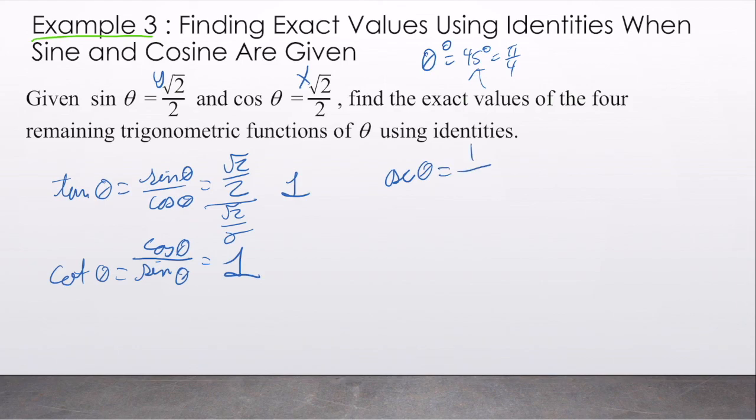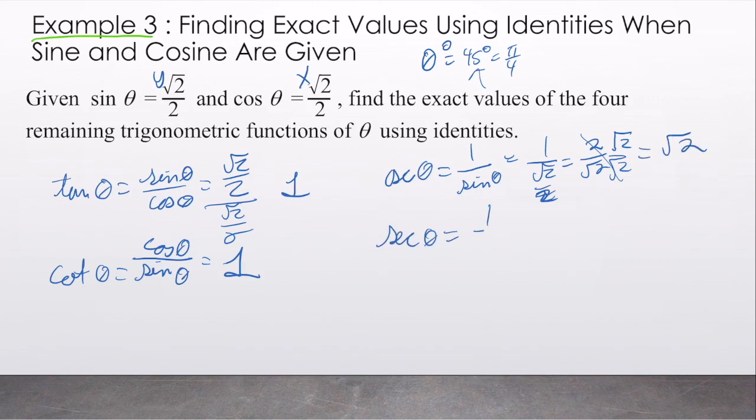Cosecant of theta is 1 over sine of theta. So I have 1 over the square root of 2 over 2. That gives me 2 over the square root of 2, multiplied by the square root of 2. So I'm left with the square root of 2. Secant of theta is 1 over cosine theta, which is 1 over the square root of 2 over 2, which is the same as cosecant, so I already know the answer is square root of 2. And there we've found the values of our 6 trigonometric functions.